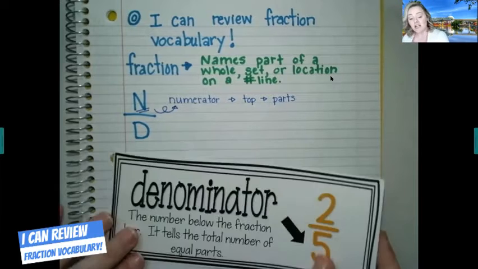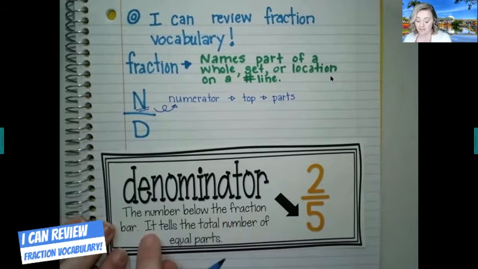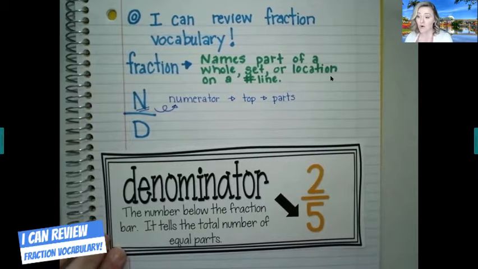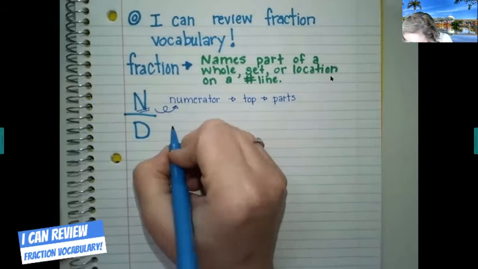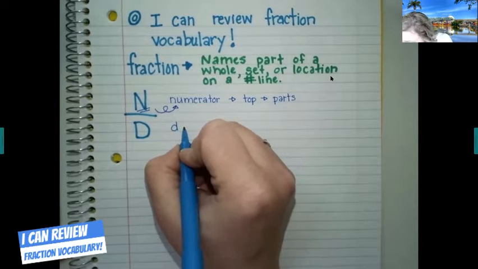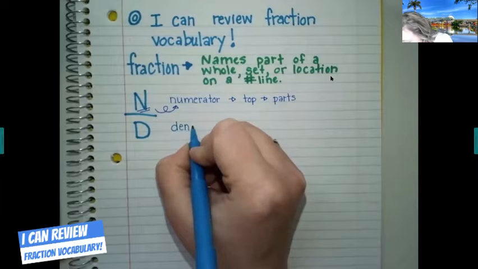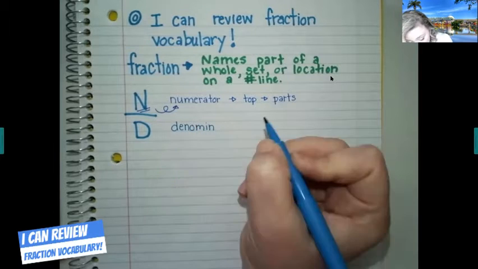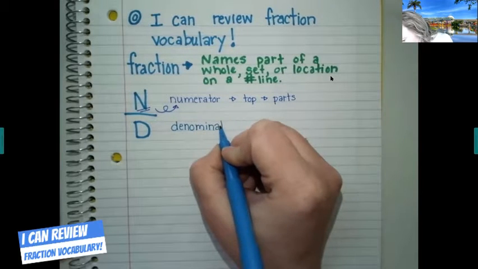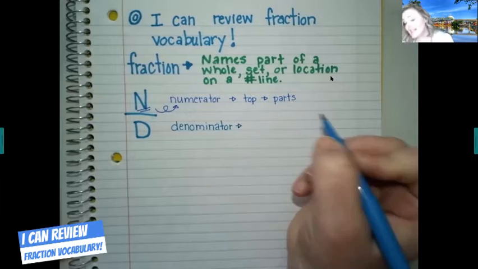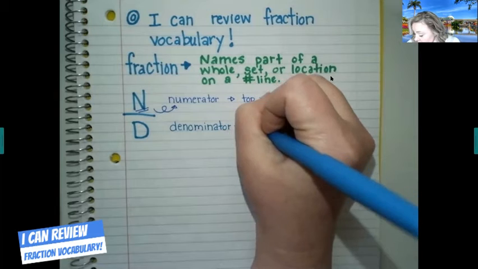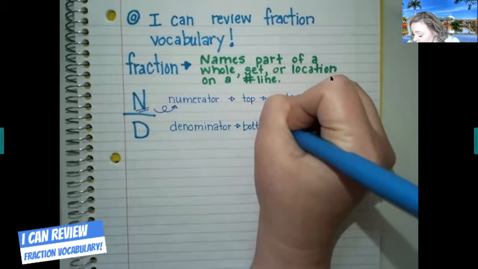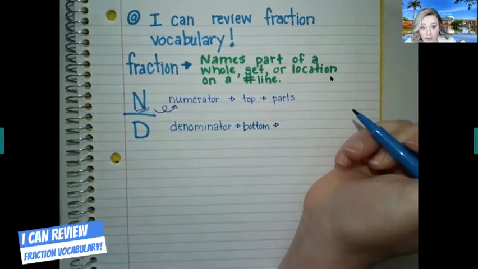Pull this back over here. So our denominator is the number below the fraction bar, below the line, it's on the bottom, and it names the total number of equal parts, or I like to call it names all the parts in the whole. So I'm going to write denominator, D-E-N-O-M-I-N-A-T-O-R, denominator. Now the denominator is on the bottom, B-O-T-T-O-M, it's on the bottom of the fraction bar, and it names all the parts in the whole.